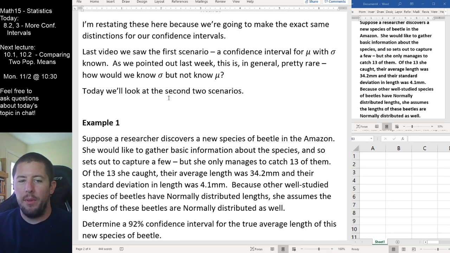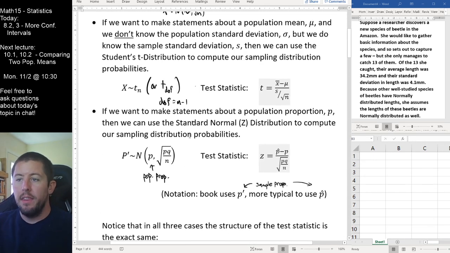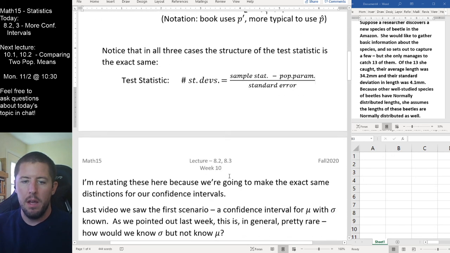As I keep on pointing out, this is a pretty rare scenario. How could we ever know sigma, the standard deviation of the population, without knowing mu, the average of the population? Pretty rare. So today, we're going to look at the second of two scenarios. So our two scenarios for today are the equivalents of these, right? And again, this is me talking about hypothesis testing, what you're seeing on the screen here, but we're going to talk about the confidence intervals that are associated with these types of scenarios today. So you should expect to see some S over root n stuff. You should expect to see some square root of PQ over n stuff here today. Those terms are going to follow us around here.